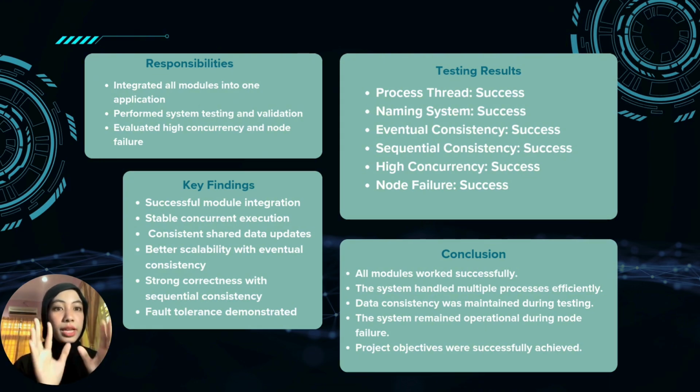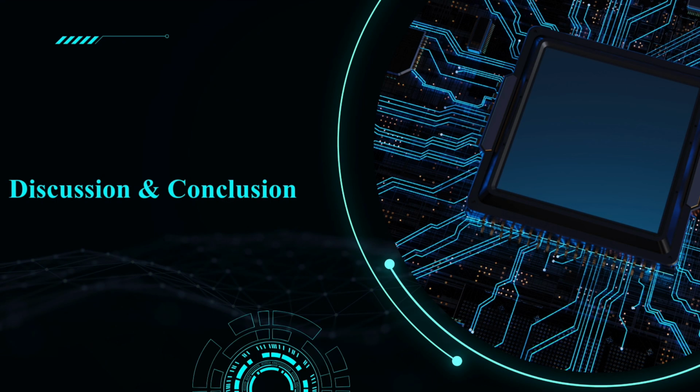The results also show that eventual consistency provides better scalability, while sequential consistency ensures stronger correctness and synchronization. In addition, the node failure simulation demonstrates that the system could continue operating even when one replica node becomes unavailable, which shows fault tolerance. In conclusion, all modules were successfully integrated and tested. The distributed system achieved the project objectives and demonstrated important distributed computing concepts such as scalability, consistency, and reliability.